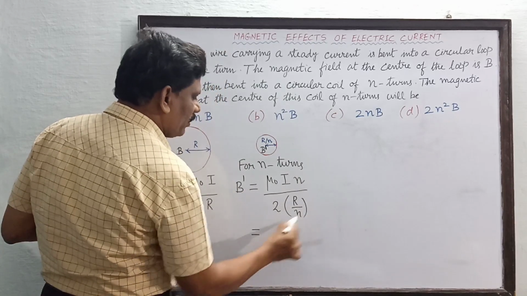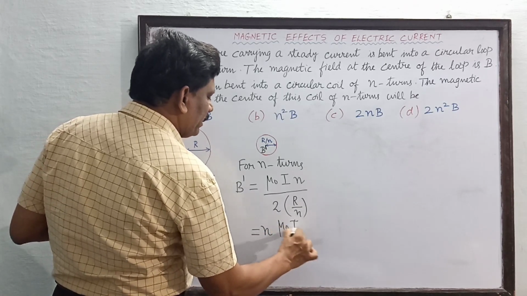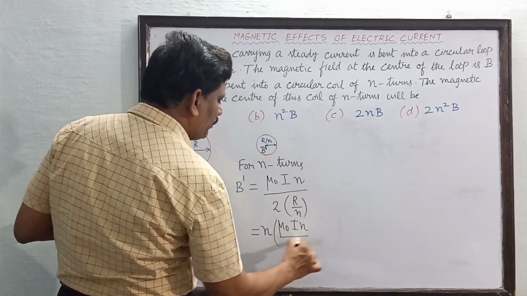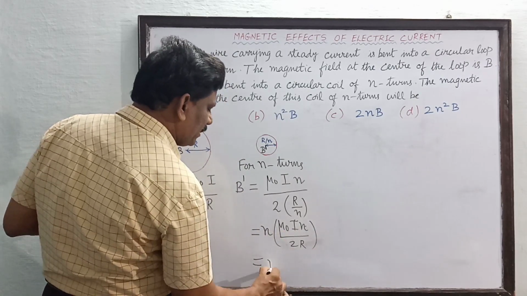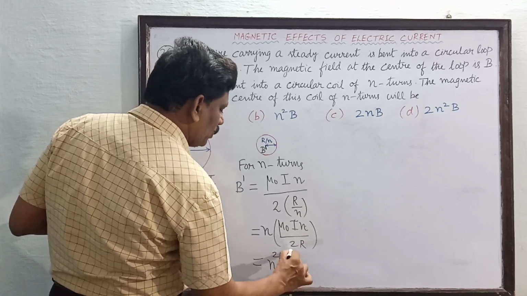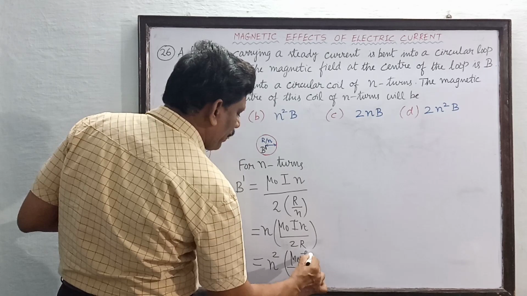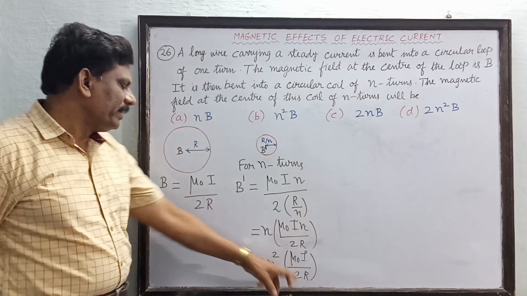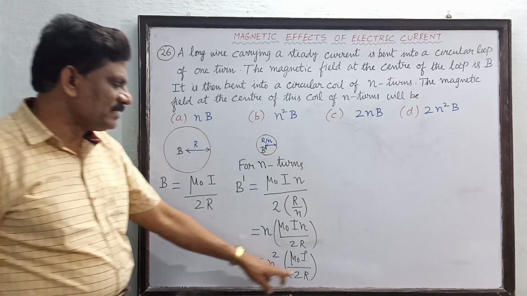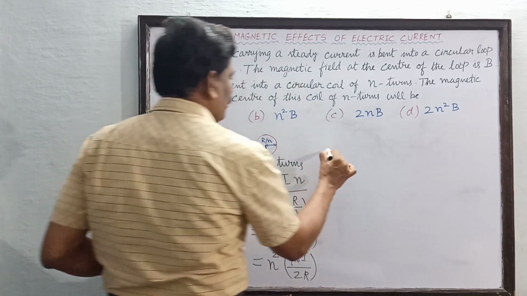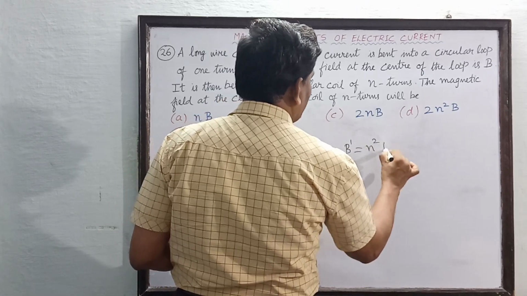So that this is equal to n into mu naught I into n divided by 2r. So that this is equal to n into n, which is n square, into mu naught I divided by 2r. But mu naught I by 2r is equal to what? B. Therefore what must B dash be equal to? n square times B, is it not? Therefore B dash must be equal to n square times B.